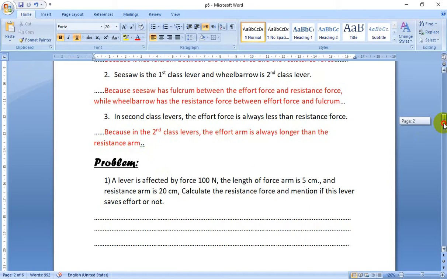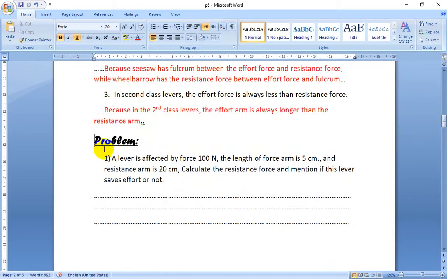The next type of question, problem. Let's read the problem together and answer it. A lever is affected by force 100 Newton. Affected by, so this is effort force 100 Newton. The length of force arm is 5 centimeters and resistance arm is 20 centimeters. Calculate the resistance force and mention if this lever saves effort or not.